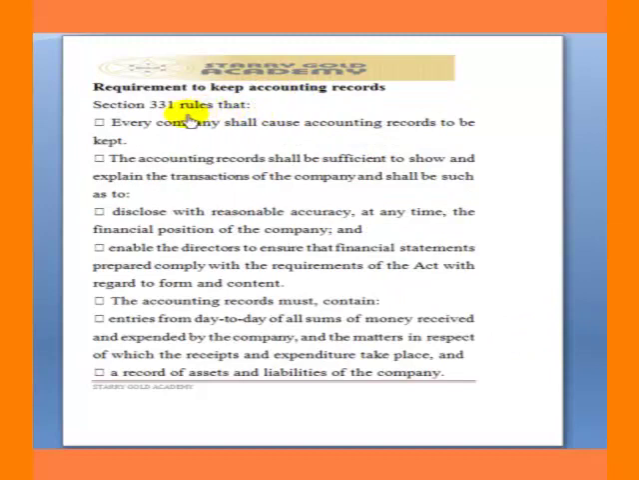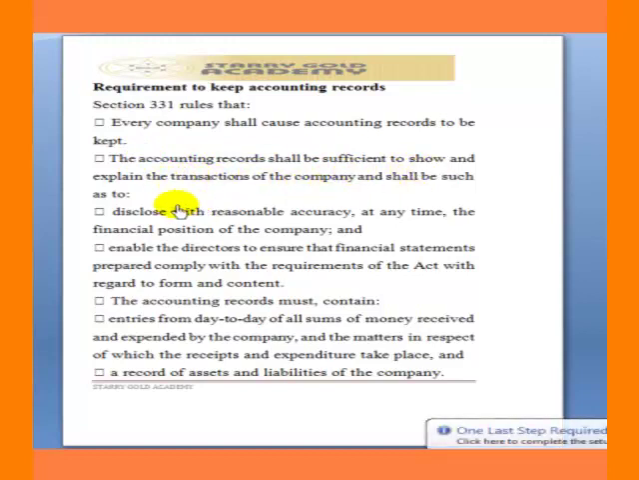First, section 331 of CAMA guides us on how documentation should be kept, that is, how we are going to keep our accounting records. This section says that every company shall cause accounting records to be kept. The accounting records shall be sufficient to show and explain the transactions of the company, and shall disclose with reasonable accuracy the financial position of the company, enabling the directors to ensure the financial statements prepared comply with the Act.